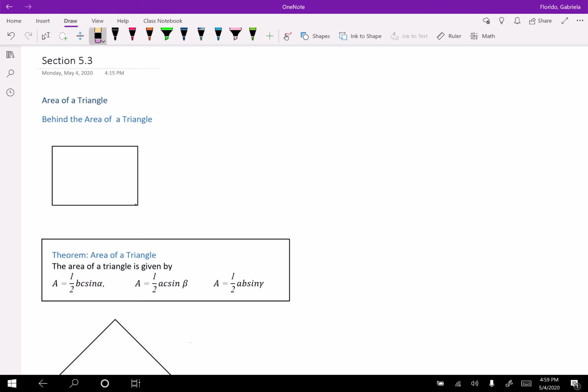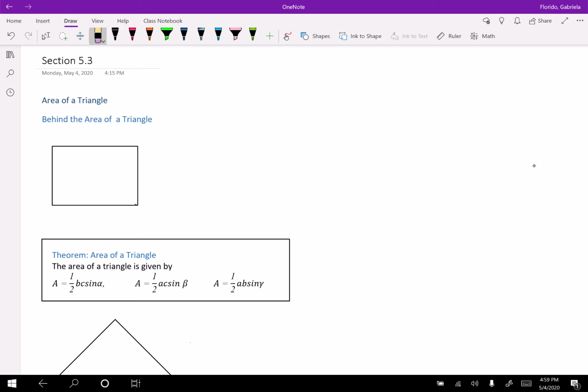Today I'm going to talk about section 5.3, which talks about the area of a triangle. And so where do we get the area of a triangle anyway? It actually came from the area of a rectangle. So let's actually talk about that a little bit.